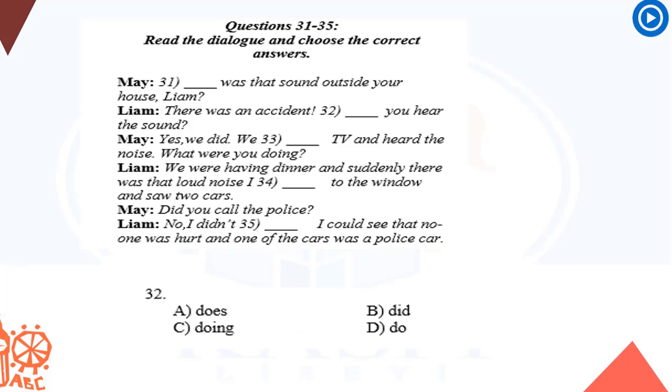In the next question, you need to choose a correct auxiliary. As you see, the sentence is in the past. There was an accident. If this sentence is in the past, you have to use the auxiliary verb that is used in the past. As you know, it is did. So the answer is B.